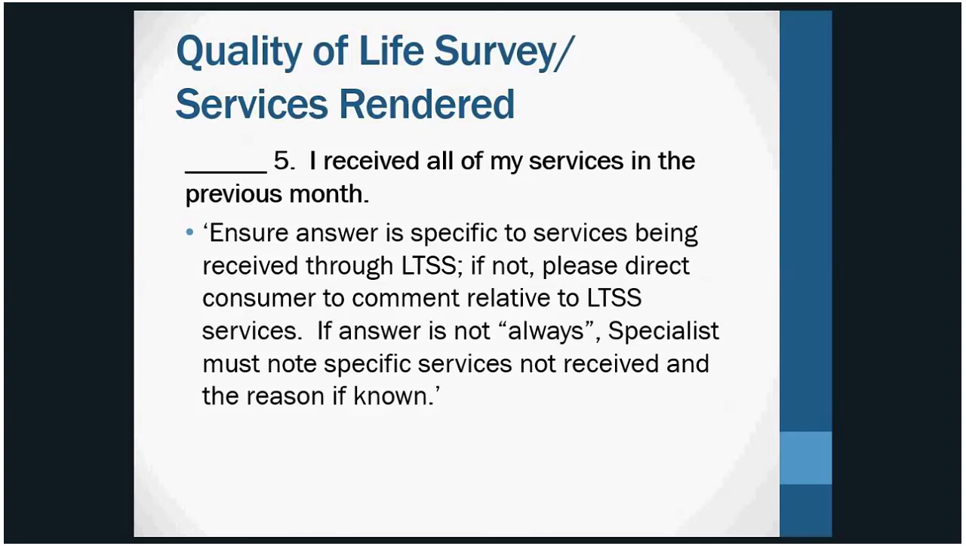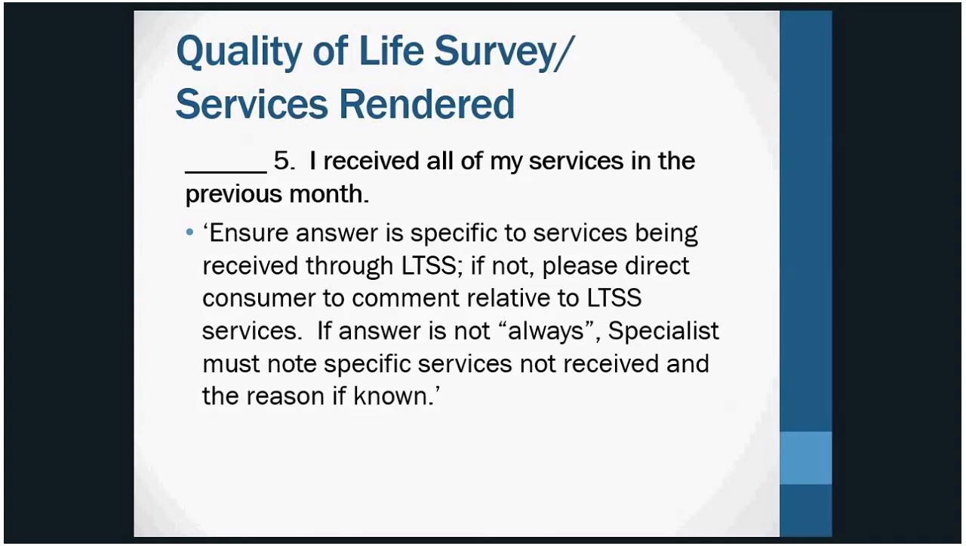So again, with this for ALs, unless the consumer actually did not stay overnight at the AL on specific days during the month, this is going to be always. All other issues related to the AL service would need to be documented through a complaint or other means. And just a note, that message where it says ensure answer is specific to services being received on the screen will be the wording that pops up when you hover over that question in the quality of life survey.